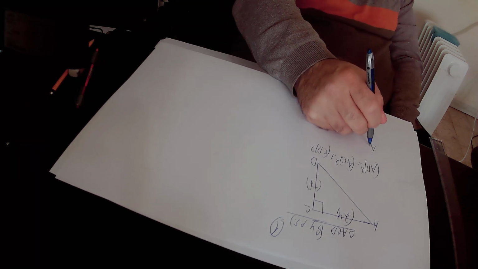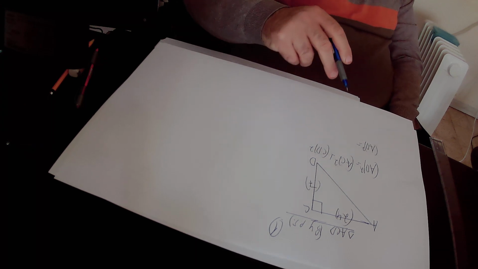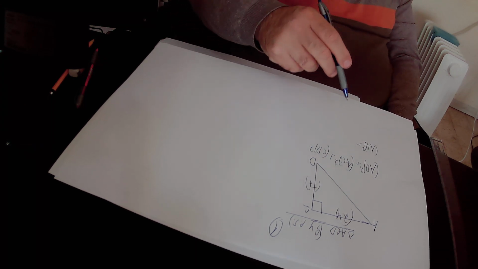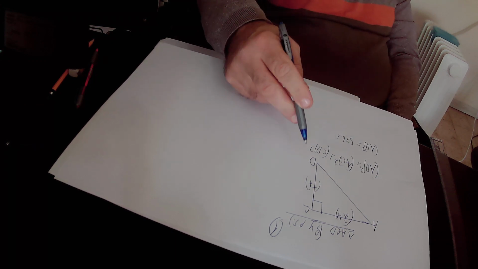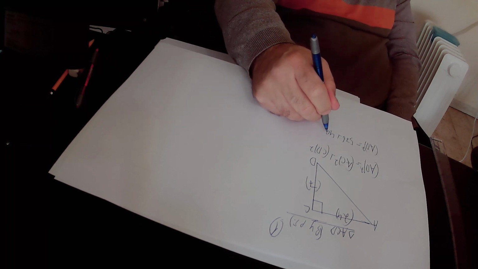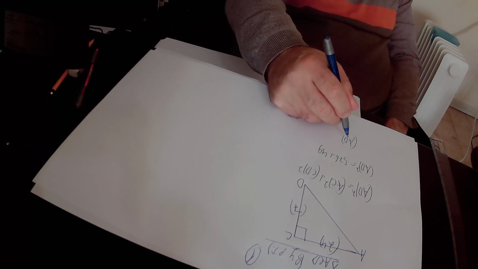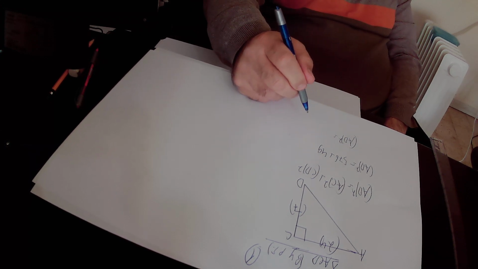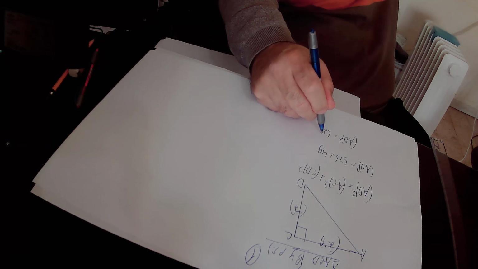So AD squared must be equal to AC squared. AC is 24, therefore AC squared is 24 squared, that is 576, plus CD squared. CD is 7, therefore CD squared is 7 squared, that is 49. In total, we found that AD squared equals 576 plus 49, which is 625.